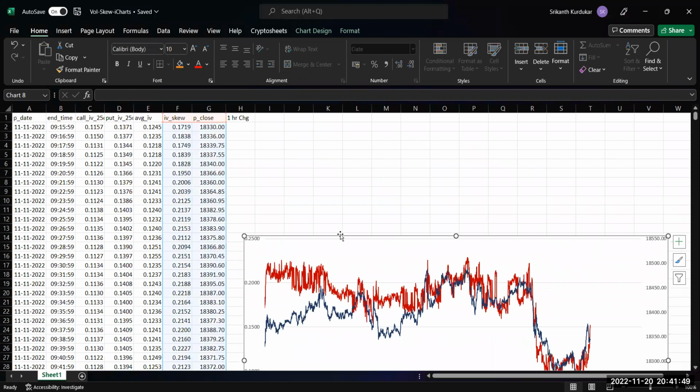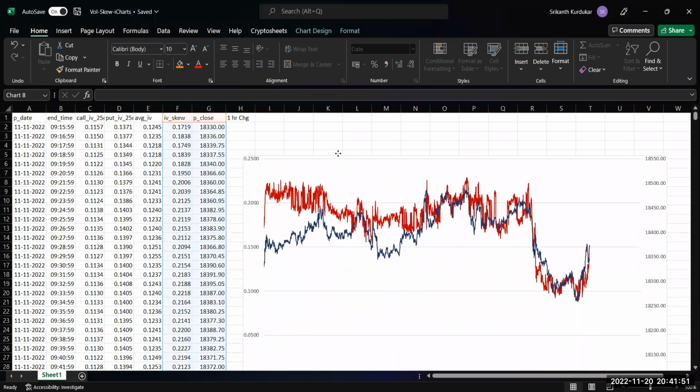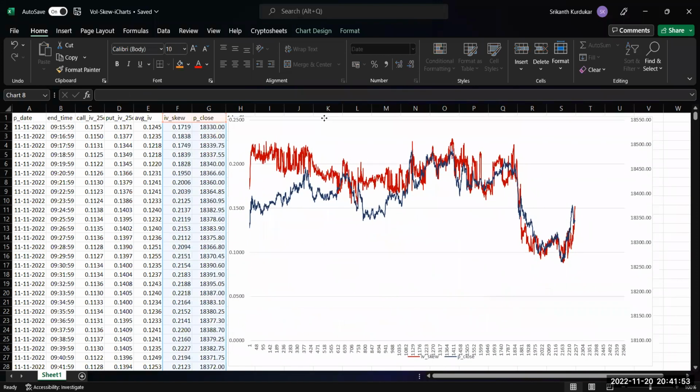See, this is some data that I'm experimenting with, and based on this, we'll be coming up with a tool. Basically, this is the call IV and put IV at 25 delta, and this is the at the money IVs. We have these in our database, and IV skew is computed over here. This is what we are going to add as one indicator. So this is how the skew has changed over the last few days.